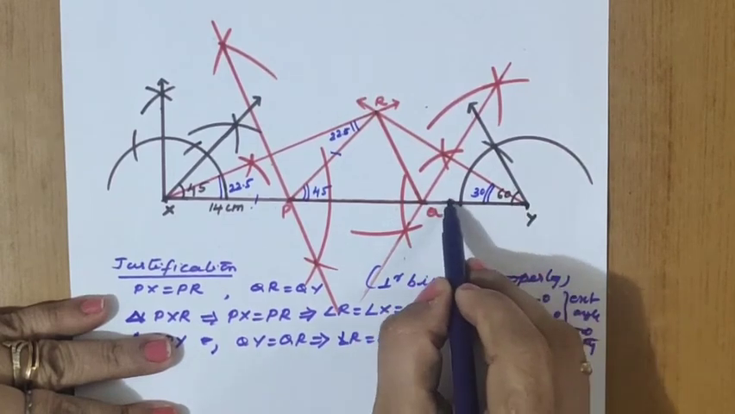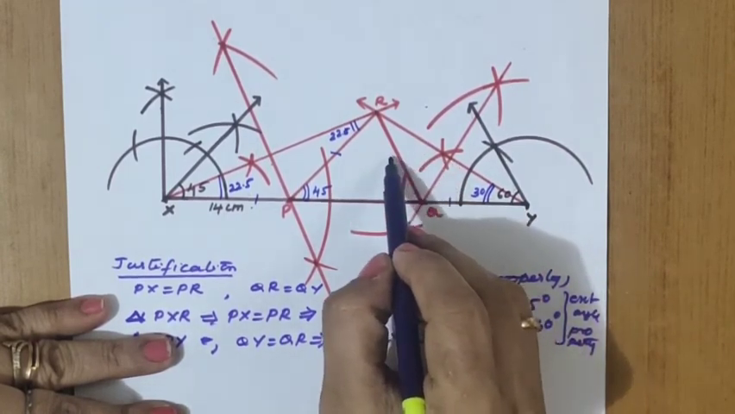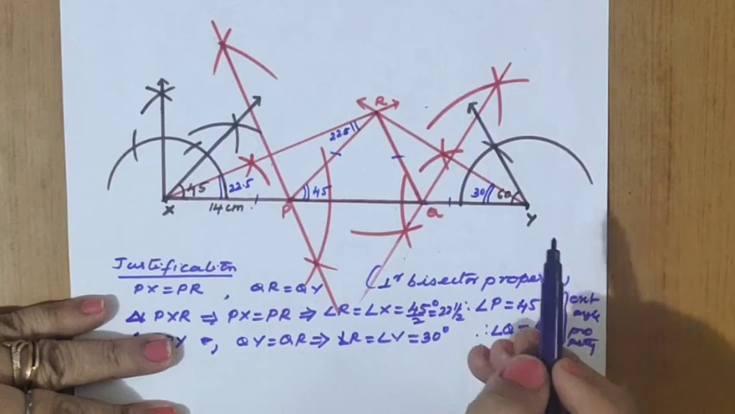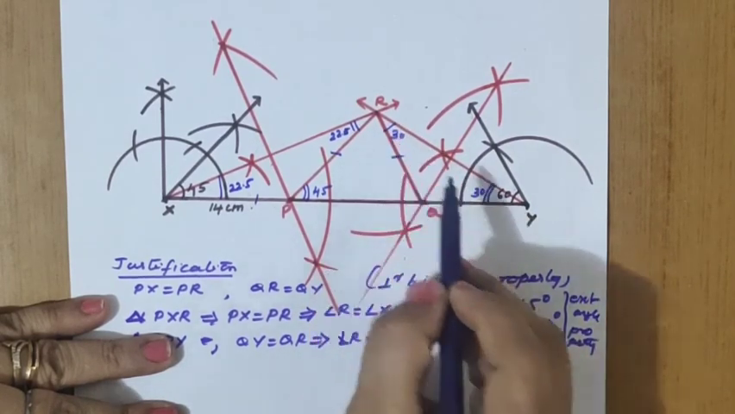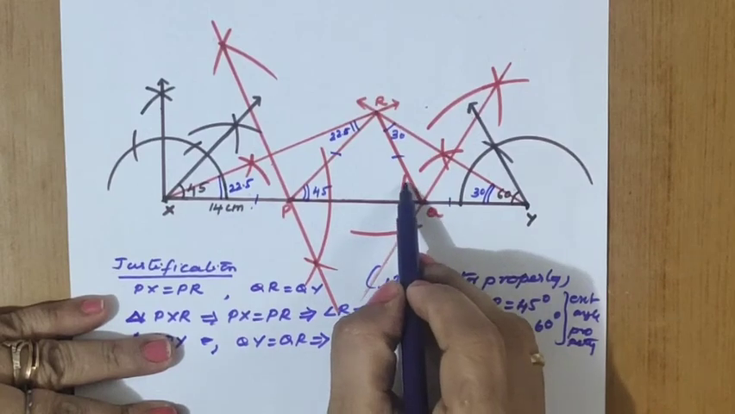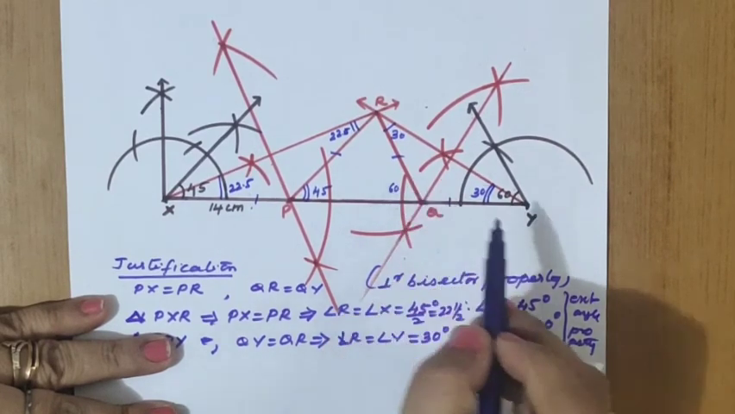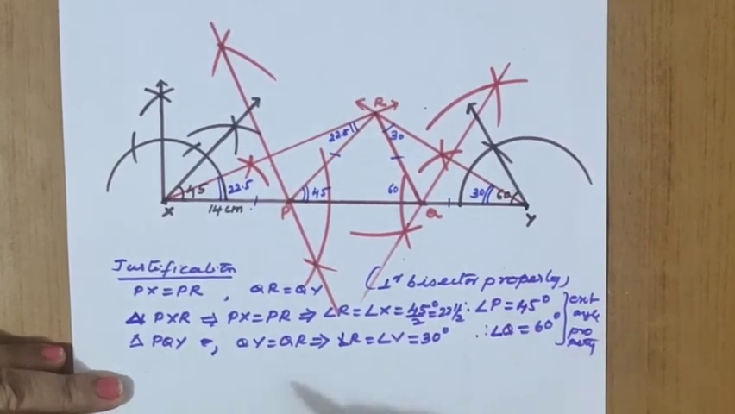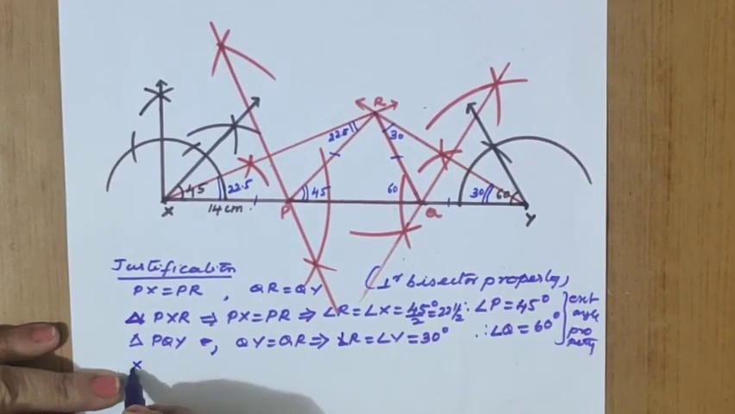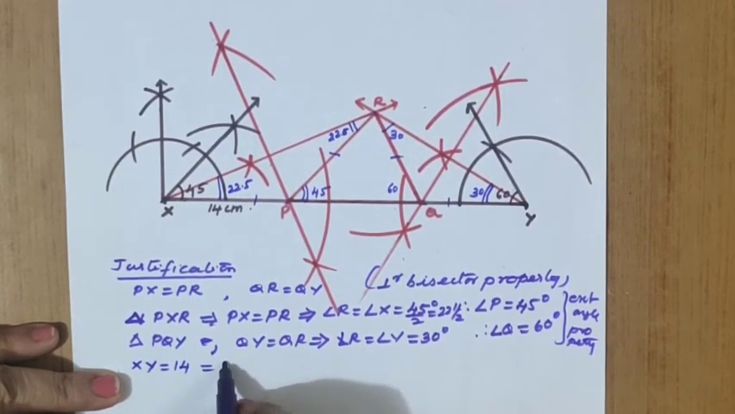Now QY and QR are equal, right? So what is the next step? Base angles are also equal, so this is also 30. So what about this angle? This angle is 60 degree by the exterior angle property. Now what can you say about the perimeter? Perimeter, already XY equal to 14, right? It can be written as XY equals XP plus PQ plus QY.